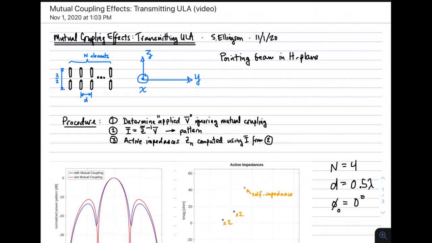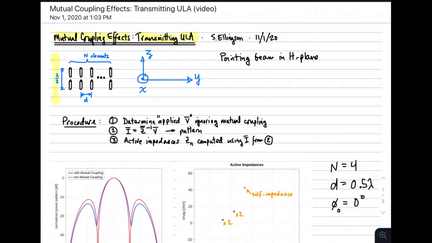Hi, and welcome to a lecture on mutual coupling effects. In this case, we're going to be examining a transmitting array, and specifically a uniform linear array. A uniform linear array will make it easy to understand how these effects are coming into play and makes the overall problem just a little bit simpler to understand.